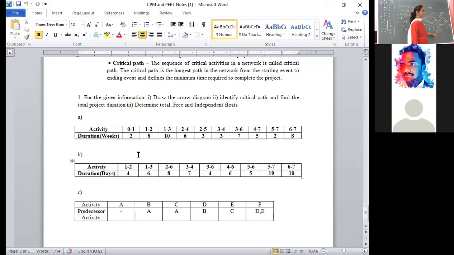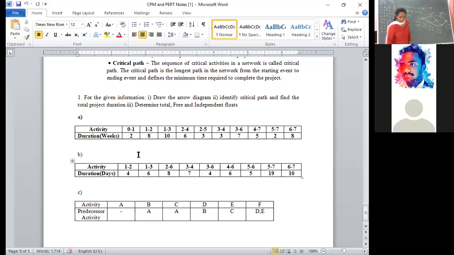E6 and L6, both values are same. Write down a double line. That is 3 to 6. You have to draw a double line. E6 value is 19, L6 value is 19. Next, already you have verified. E7 and L7, both are having 27. That's why from 6 to 7, you have to draw a double line.